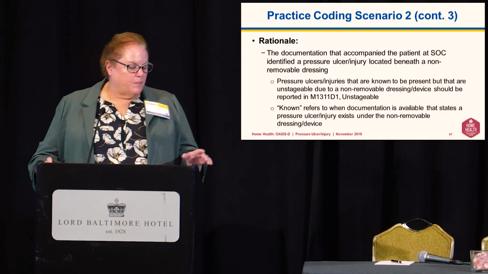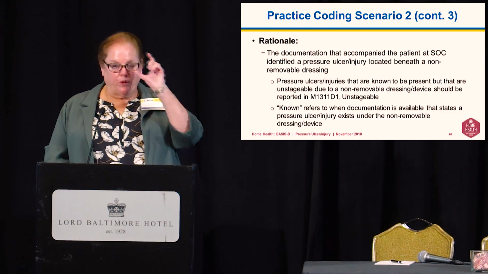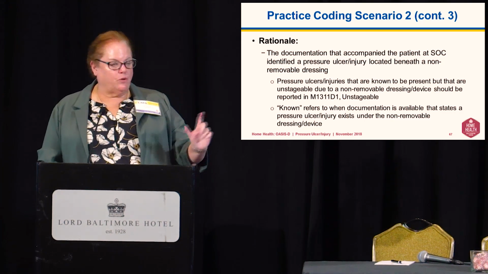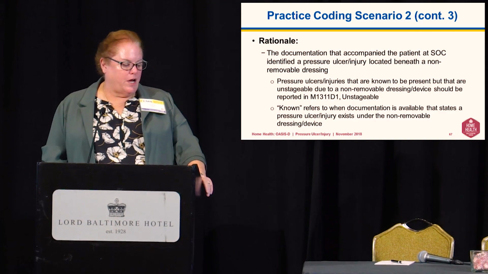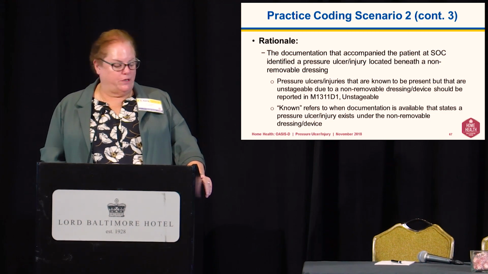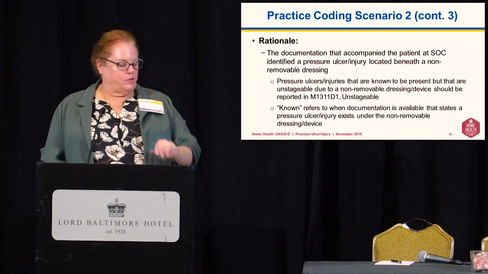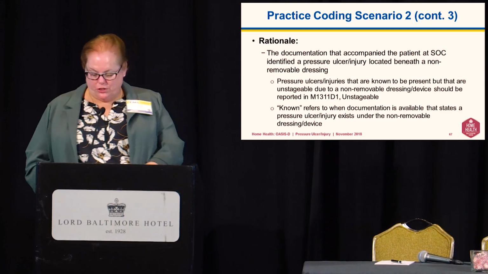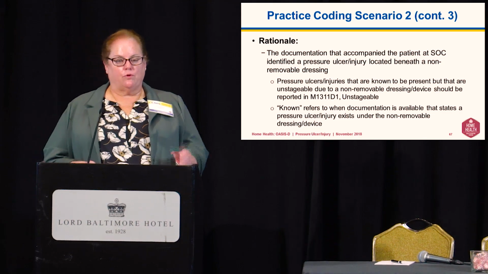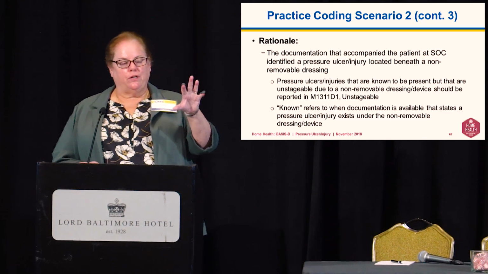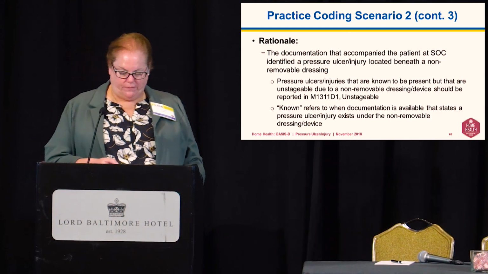So the documentation that accompanied the patient at the start of care identified the pressure injury located beneath the non-removable dressing. Remember, we didn't do eyes on, but we know there's an ulcer underneath it, and they told us it was a stage 3. The pressure ulcer injuries that were known to be present but are unstageable due to non-removable dressing or device should be reported M1311 D1 as unstageable, right? Because we're not able to put our eyes on it, we know there's an ulcer. Known refers to when documentation is available and states that the pressure ulcer or injury exists under that non-removable dressing. So we're all clear there, right? We know that there's an injury, an ulcer underneath there. We have this dressing. They told us it was a stage 3, but we haven't done eyes on.